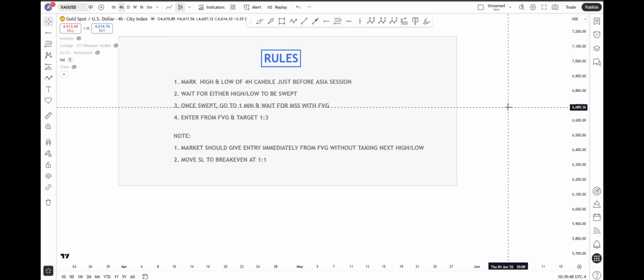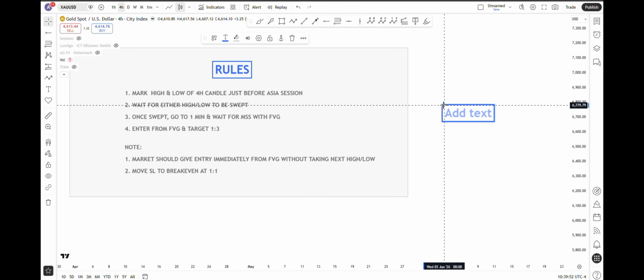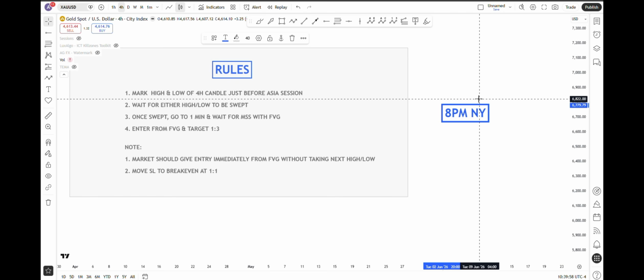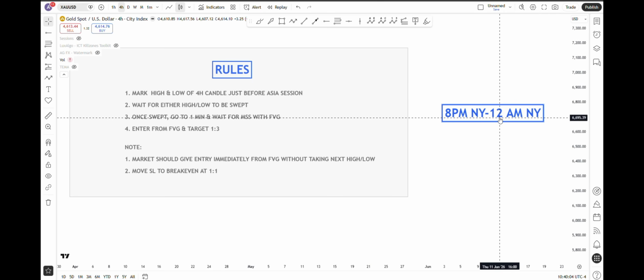Now before I talk about the strategy, make sure that your chart time zone is the New York session time zone. Now you have to know that the Asian session actually begins at 8 p.m. New York. So this is the starting of the Asian session and it goes till 12 a.m. New York. Okay, so this is the Asian session timing.